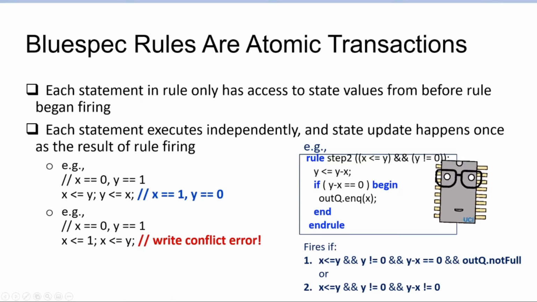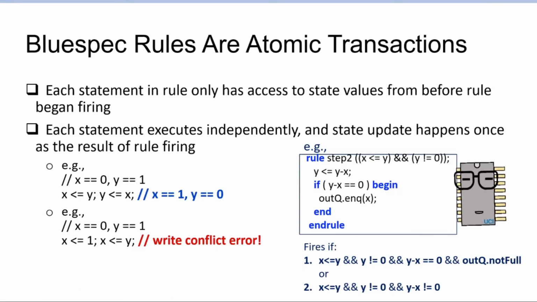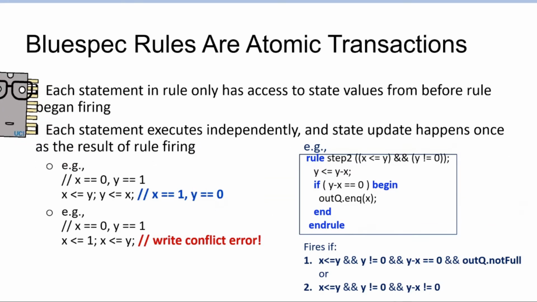Another side effect, or rather the fundamental characteristic, of BlueSpec rules being atomic transactions is that each statement in the rule only has access to state values from before the rule started firing.